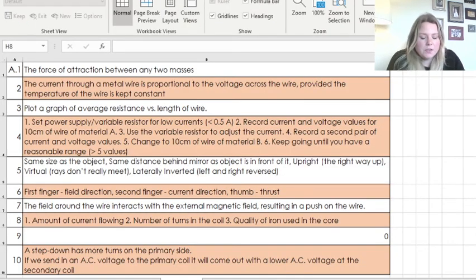So here's your answers. Question 9 had asked you to describe a step down transformer, I think. So step down will have more turns on the primary coil and less turns on the secondary coil. If the question was the other way around and it asked you to draw a step up, there'll be more turns on the secondary coil. Okay, so pause, get those marked for me.